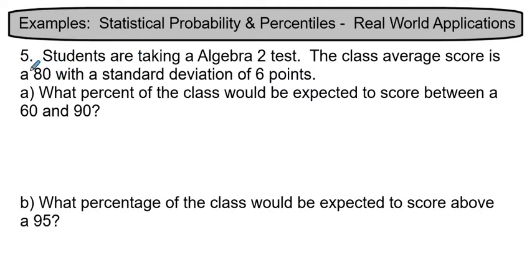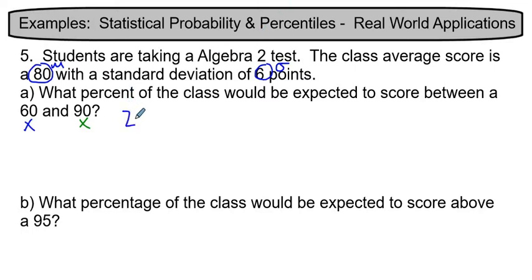So we're always going to just start with labeling what we have. This is mu, and this is sigma. And so, when you read this question, you might say, well, why did they give us two things? What percent of the class would be expected to score between a 60 and a 90? Well, both of these are x's, and they're separate x's that we're going to have to find z-scores for.